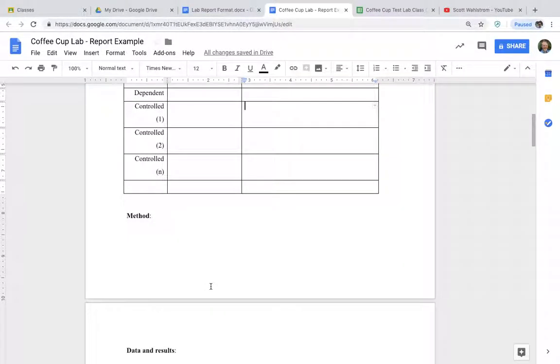All right, so going down to the method, again, we want to click next to it, and we're going to do our typing directly underneath it. I like to keep these headers on their own. I think it breaks up the report and gives it some nice spacing. Your method should describe how this lab was completed. It should be an outline of the lab.